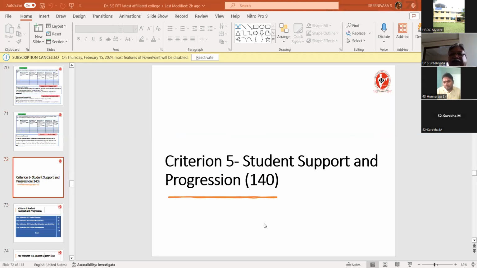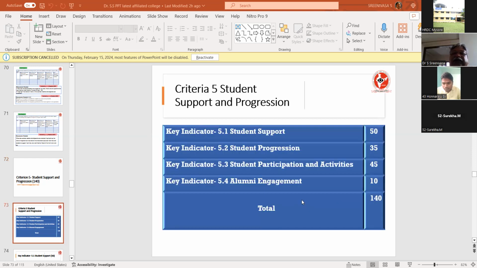Data templates: student support and progression. What support is given to the students, and where are our students progressing after their studies, after the degree? Let us say after the BSc or BCom, where are they going? That is the thing. And what is the support given to the student? This is where the teachers have to put in a lot of effort to see that our students are placed well.